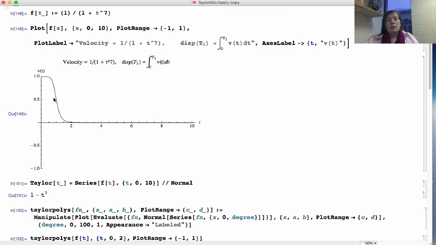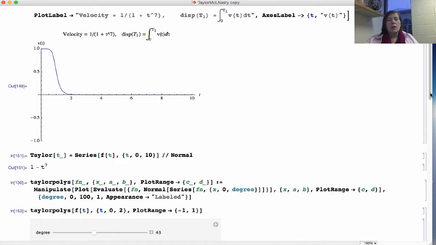So here we have a picture of the velocity, and of course the displacement at time t1 is the area under this curve between 0 and t1. An easier way to approach this would be to approximate this function 1 over 1 plus t to the 7 by a polynomial on our interval of interest, and then to integrate the polynomial.